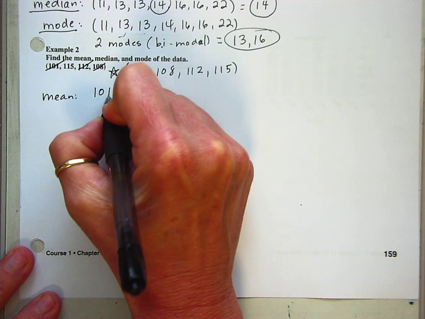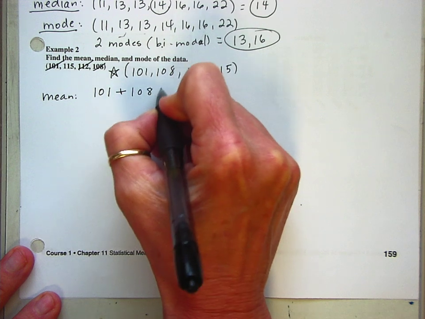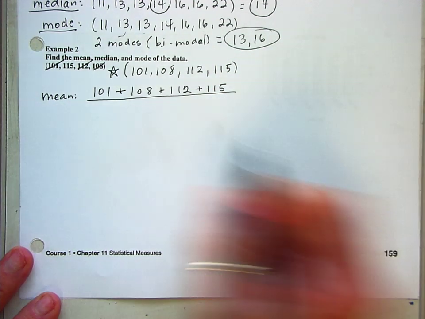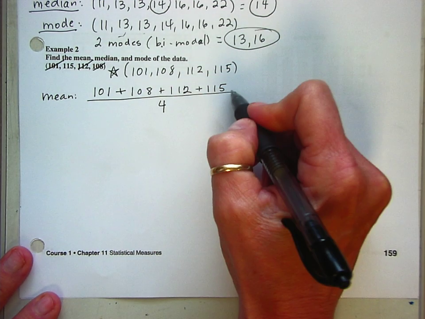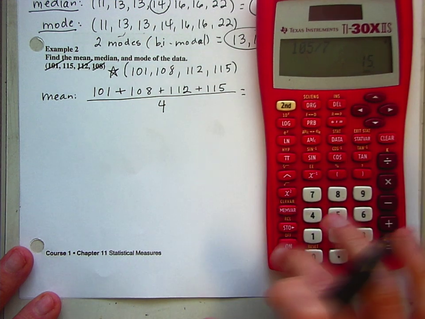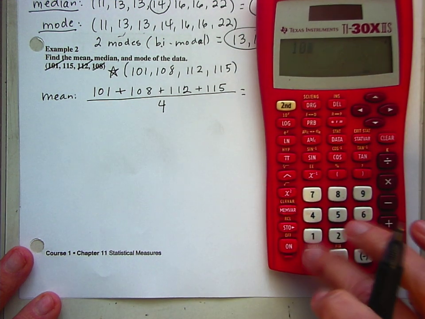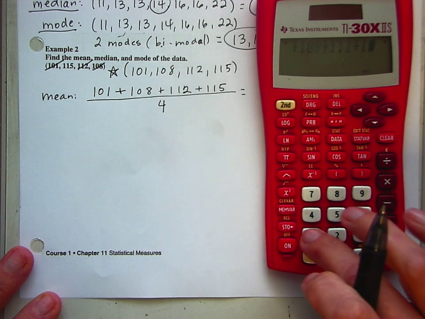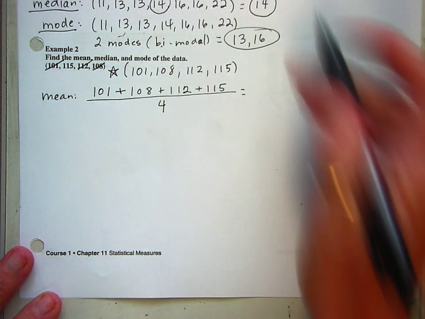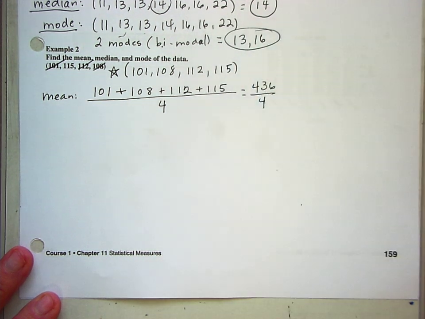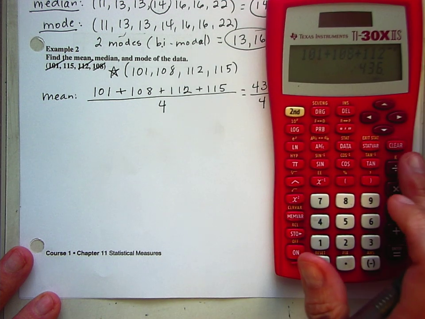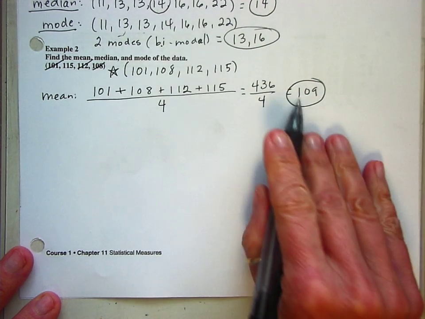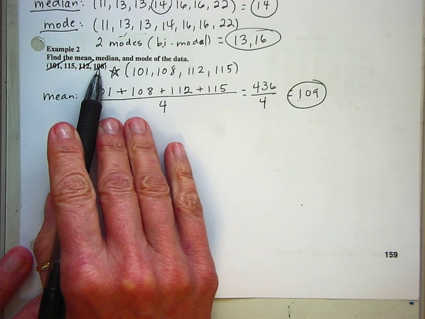Okay, so let's do the mean first. And the first step is to add the data and then divide by the number of numbers. So 1, 2, 3, 4 is what we'll divide by. Again, I'll just throw this into my calculator for time's sake. So 101 plus 108 plus 112 plus 115 equals, so we have 436 divided by 4. 436 divided by 4 equals 109. You'll notice that that number is very similar to these numbers. Okay?